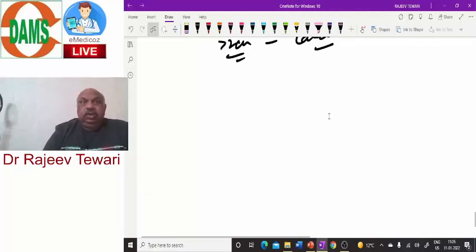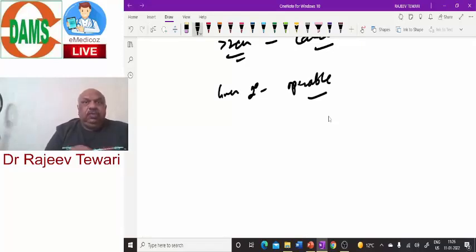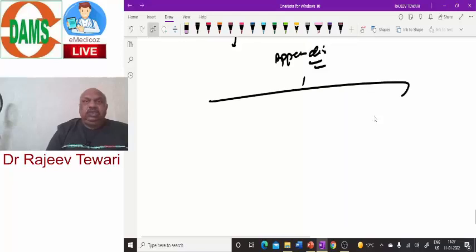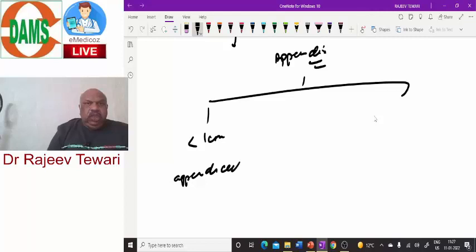Carcinoid is one cancer where liver secondaries are operable. If we have liver secondaries from gallbladder, pancreas, stomach, they are inoperable. But in colorectal cancer, adenocarcinoma, pancreatic neuroendocrine tumor, and carcinoid, liver secondaries are operable. So for appendix, the protocol of carcinoid is, if it is less than 1 centimeter, then we do appendicectomy. More than 2 centimeter, then we do right hemicolectomy.